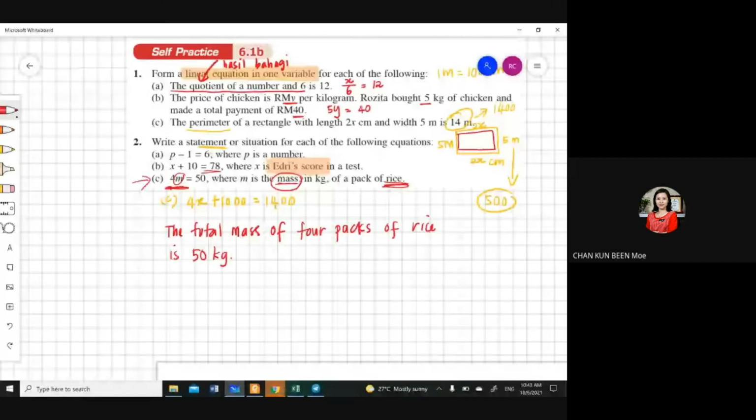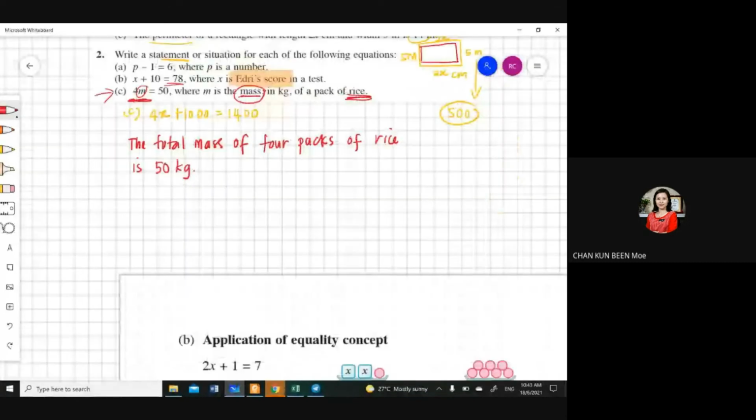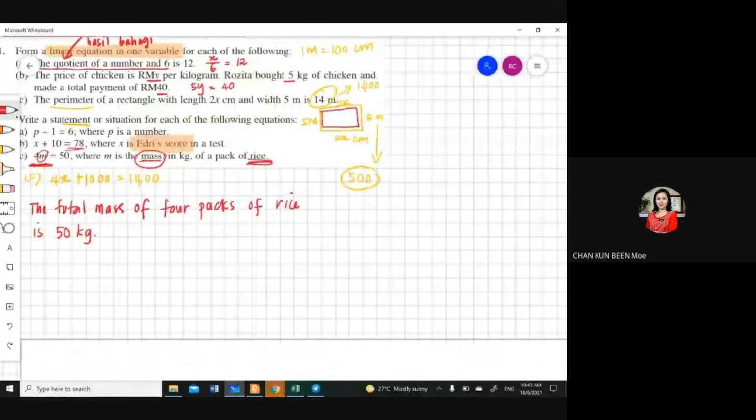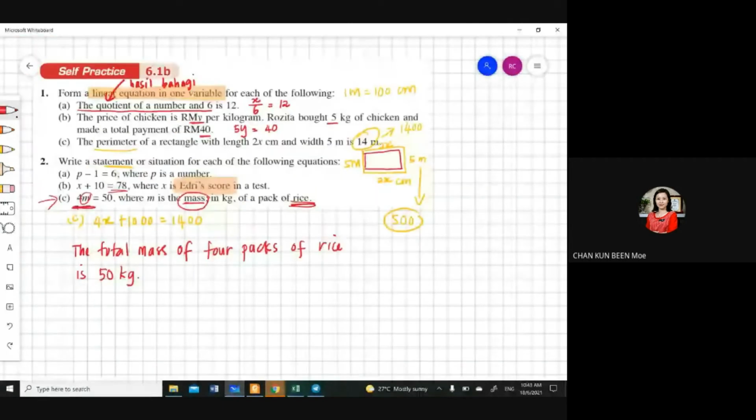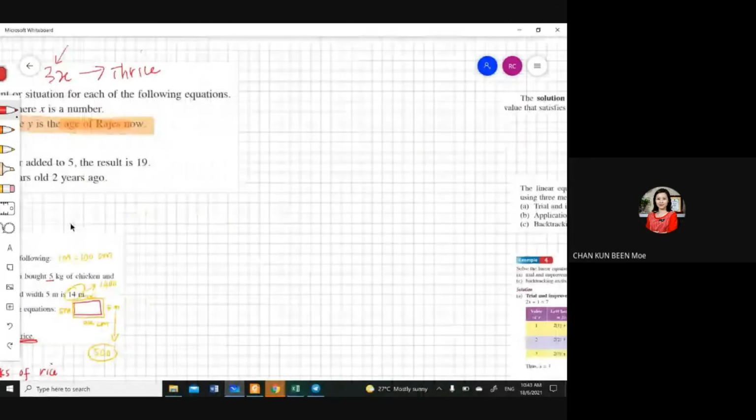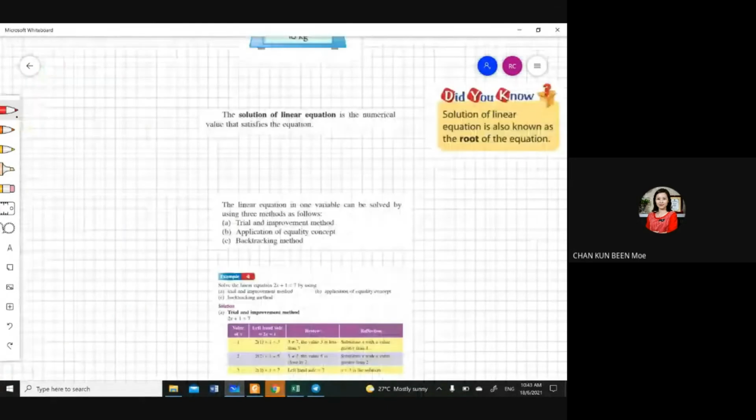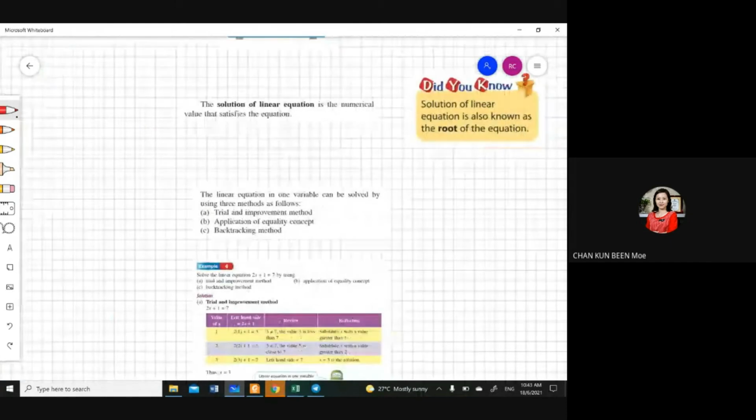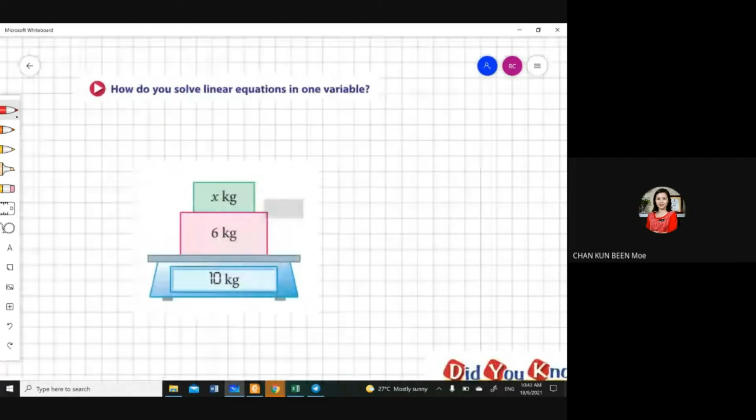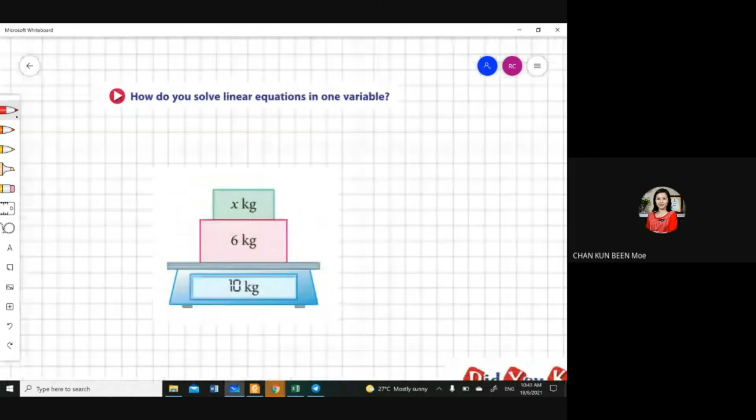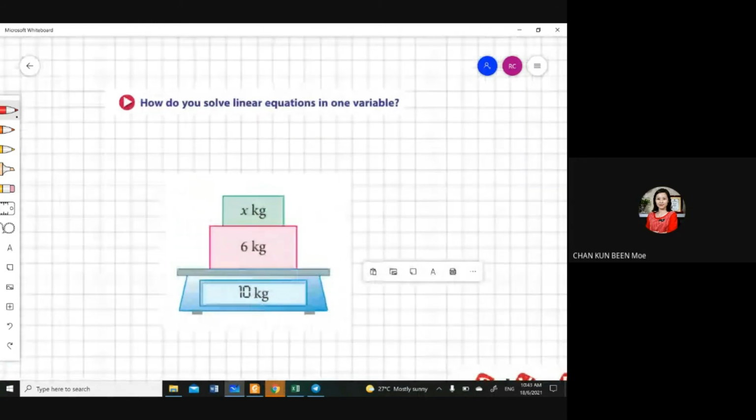Now we are entering into number 3. Let's see. 6.1b. Okay, I'm going to continue with solving linear equation here on the right. So we just learned how to form the linear equation from a given situation just now. Now we enter into the third one, how to solve linear equation in one variable.